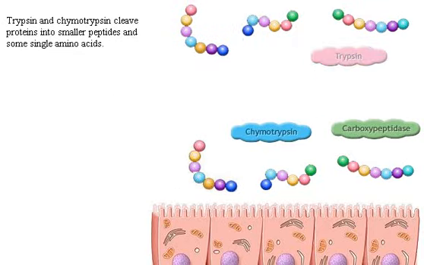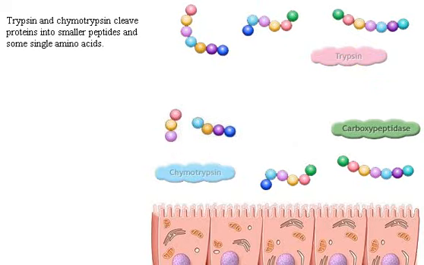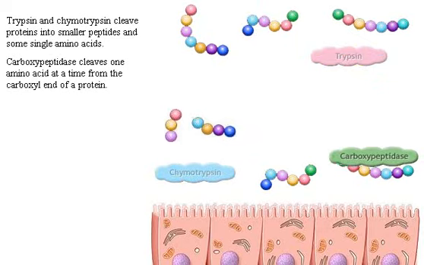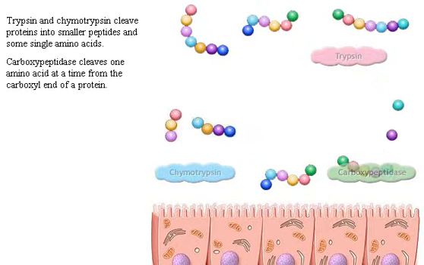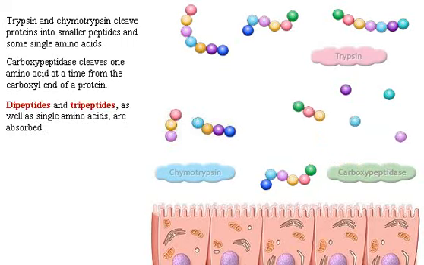Trypsin and chymotrypsin cleave proteins into smaller peptides and some single amino acids. Carboxypeptidase cleaves one amino acid at a time from the carboxyl end of a protein. Dipeptides and tripeptides as well as single amino acids are absorbed. Click an epithelial cell to continue.